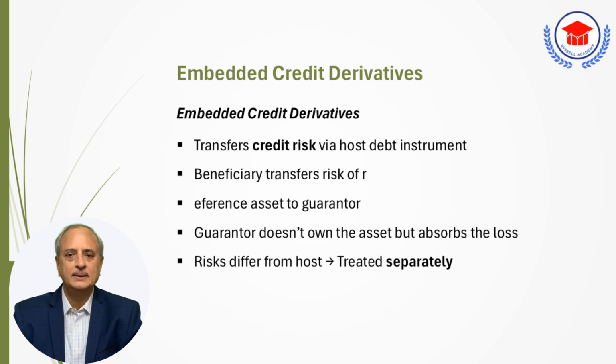Now let's talk about embedded credit derivatives. These derivatives are embedded in a host debt instrument and are designed to transfer credit risk from one party to another. Here's how it works. One party, often called the beneficiary, transfers the credit risk of a reference asset to another party, the guarantor. The guarantor assumes the credit risk but doesn't necessarily own the underlying reference asset. For instance, if the reference asset defaults, the guarantor absorbs the loss instead of the beneficiary.